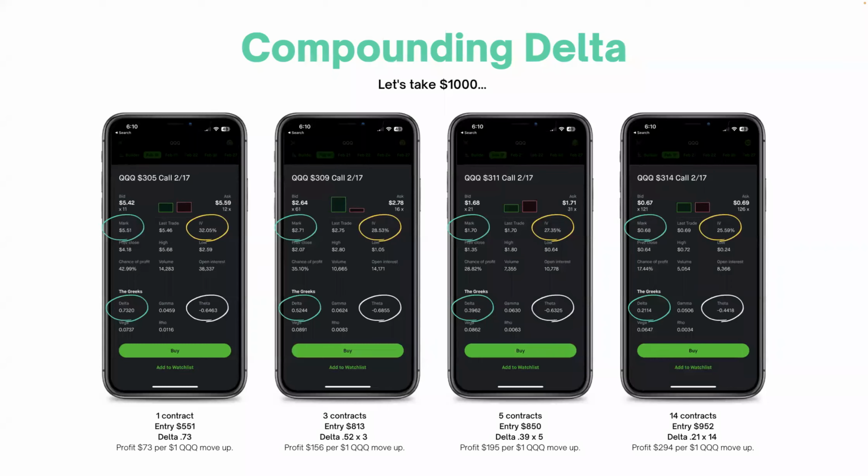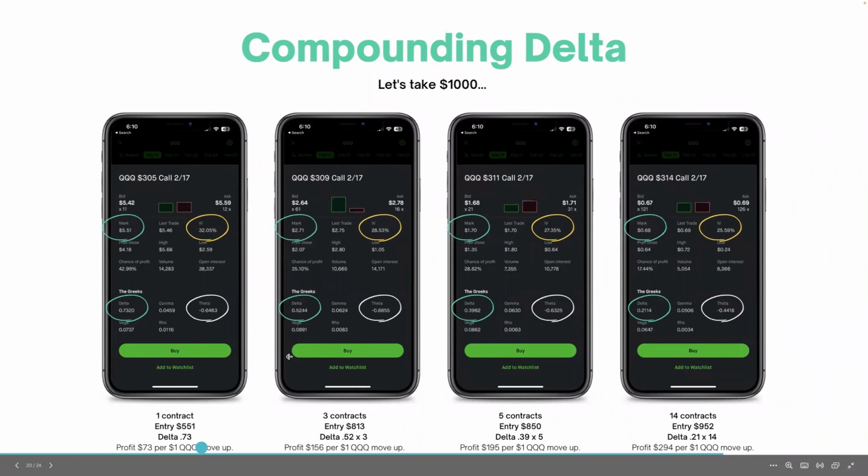So the first one is the 305 Qs. For $1,000, we can only buy 1 contract, right? It's $551 to go in the money. Delta 73. So here, $73 every time the Qs go up $1.